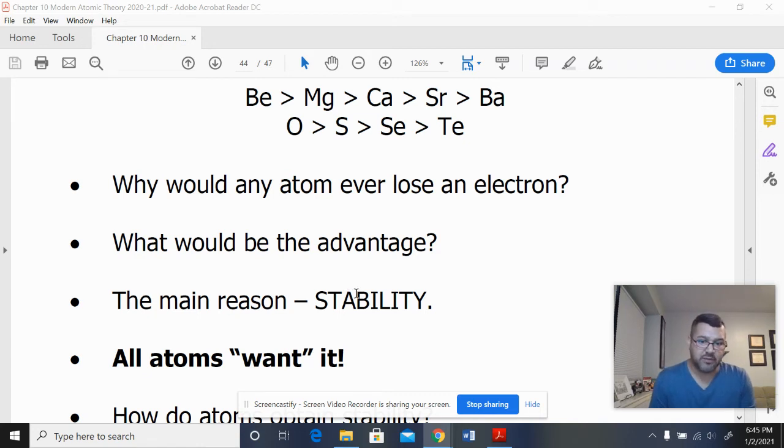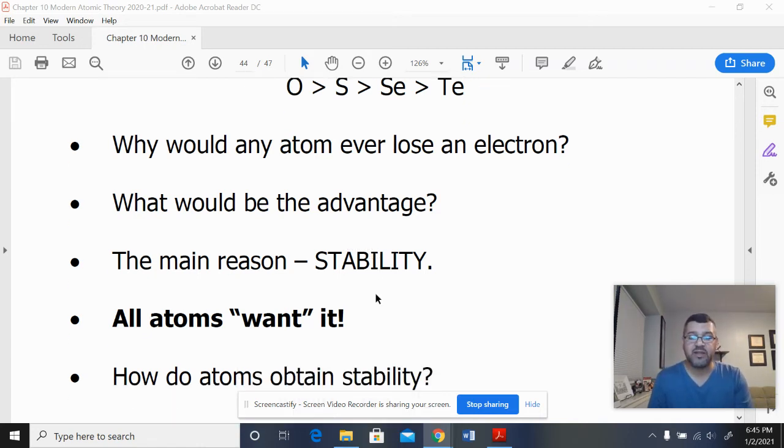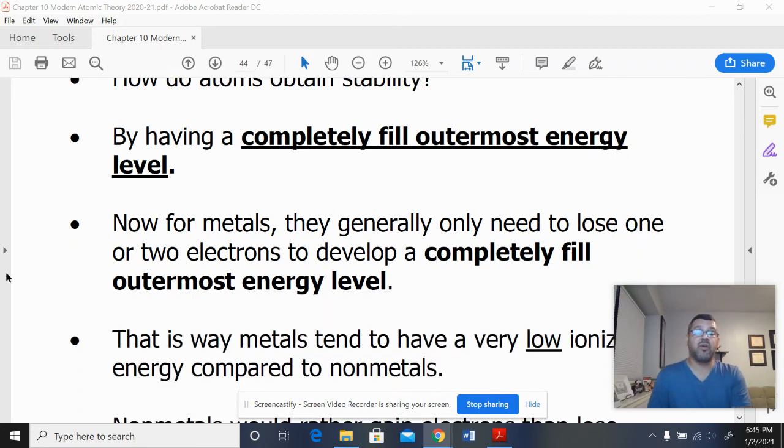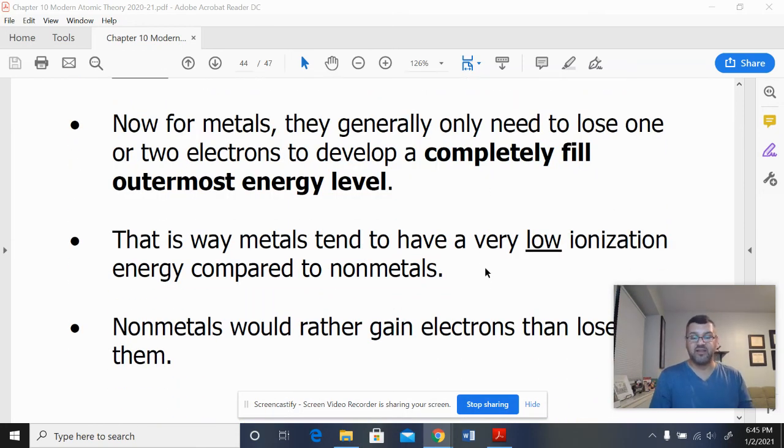Atoms want stability. They obtain stability by being like a noble gas, by having their outermost energy level completely filled. And if they don't have their outermost energy level completely filled, then sometimes losing electrons is a real easy thing to do to make that happen. So for metals, what they generally do is they lose electrons in order to have an outermost energy level that is filled. You lose the outermost, then you go to the next level down, and now it's full. And that's the reason why metals have a low ionization energy.